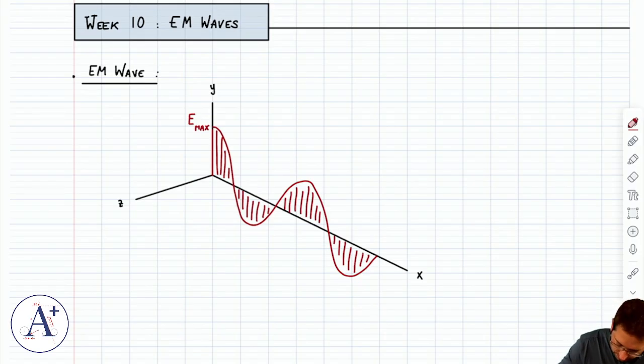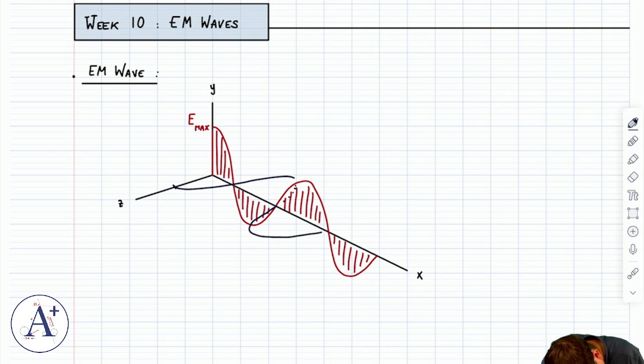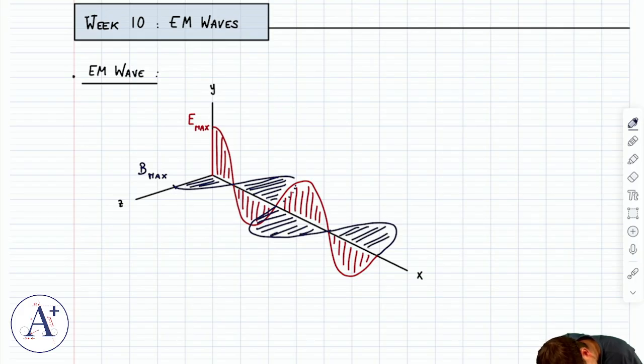But simultaneously, there's going to be a magnetic field that's going to oscillate in the z direction as the wave propagates down the x direction. It's going to look something like that. So this is going to be B max, sometimes called B0. But B is always along z, and E is always along y. So E and B are perpendicular to each other, and x is going to be the direction of propagation here.